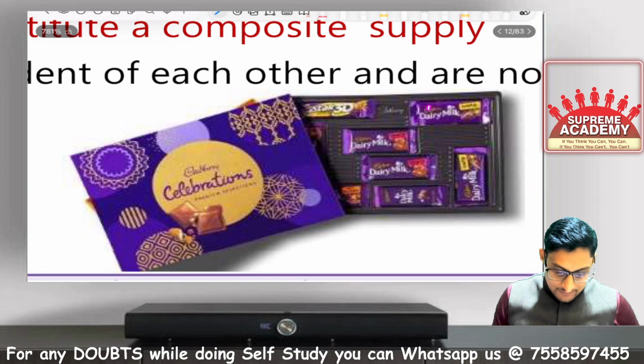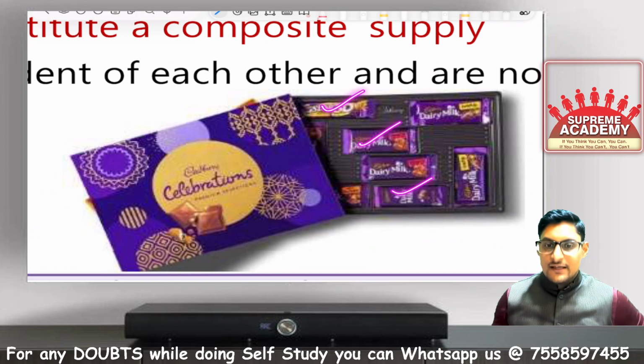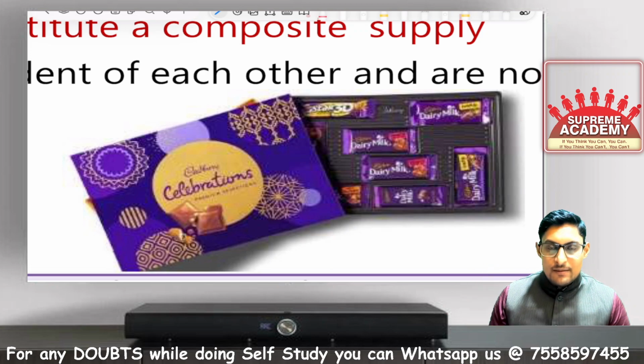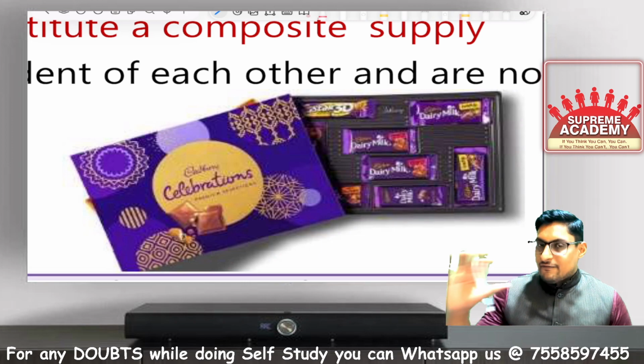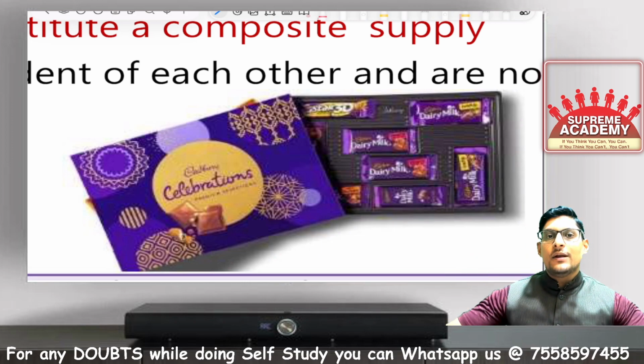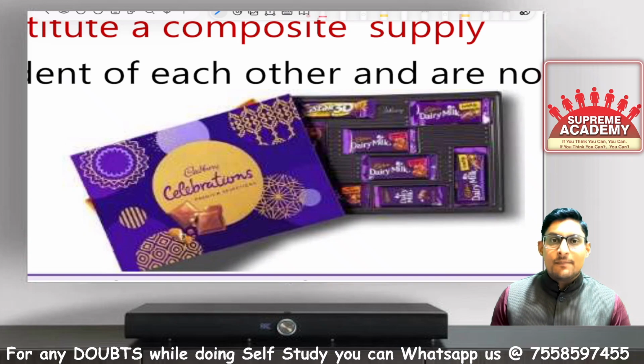For example, a Cadbury celebration pack. In this, you are going to get Cadbury Dairy Milk Crackle, Fruit and Nut, Roasted Almond, 5 Star 3D, different. Yes, but these things you can purchase separately. You can buy Crackle also separately, Fruit and Nut also separately, 5 Star 3D also separately. But the seller is making a combination of this for a single price.